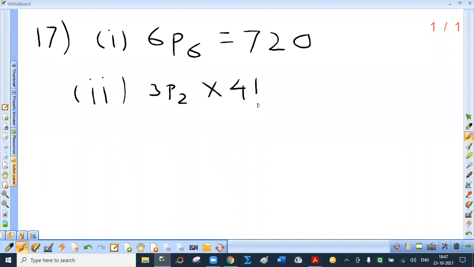3P2, it is nothing but 6. So 6 into 4 factorial, 24, which is nothing but 144. This is second part.